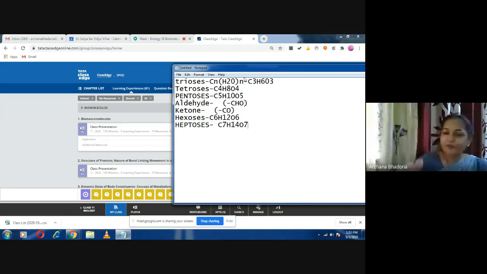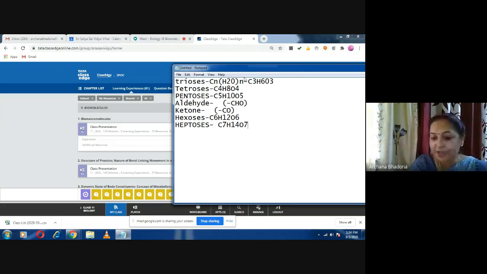Okay. So we have done the different types: trioses, tetroses, pentoses, hexoses, and the heptoses. Five different types of the monosaccharides. So we discussed in the beginning the monosaccharides are having carbon atoms whose number varies from 3 to 7. Okay. Now we are classifying the monosaccharides on the basis of the functional group.